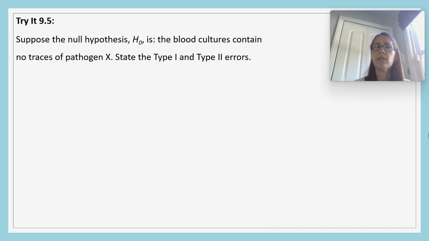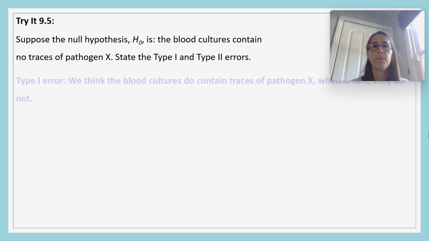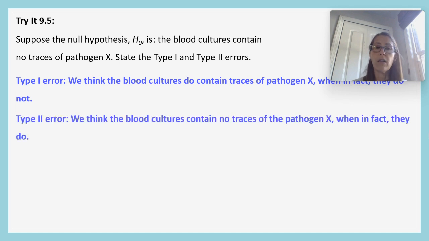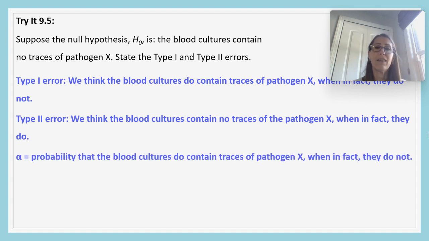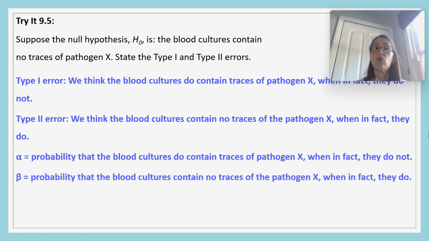So try it, 9.5. Suppose our null hypothesis, H0, is the blood cultures contain no traces of pathogen X. What are the type 1 and type 2 errors? Type 1 error, we think the blood cultures do contain traces of pathogen X, when in fact they do not. Type 2 error, we think the blood cultures contain no traces of pathogen X, when in fact they do. Again, alpha is the probability that the blood cultures do contain traces of pathogen X, when in fact they do not. And then beta is the probability that the blood cultures contain no traces of pathogen X, when in fact they do.